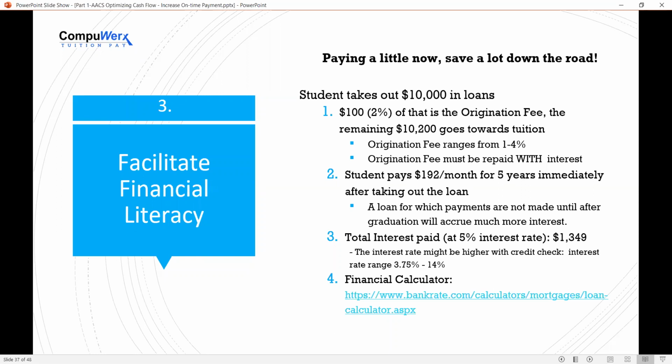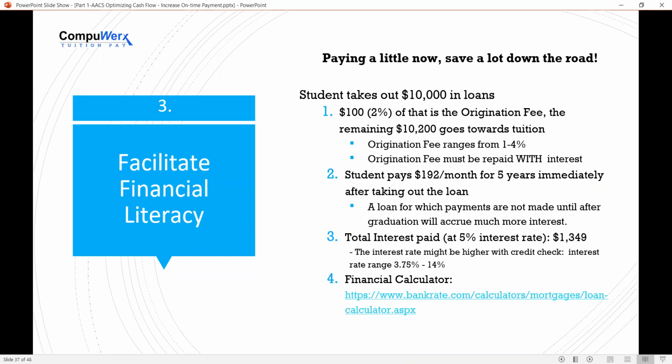Of course, there are loans where they don't have to make a payment until they graduate, but that will accrue more interest. So let's talk about this loan. Let's say it's a 5% loan for 5 years. After 5 years, they're paying about $1,349.